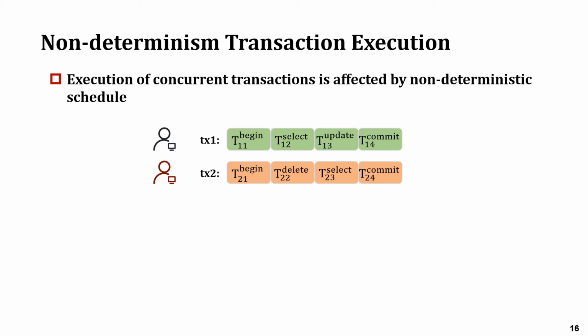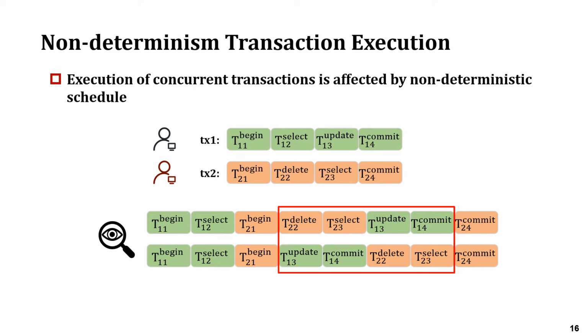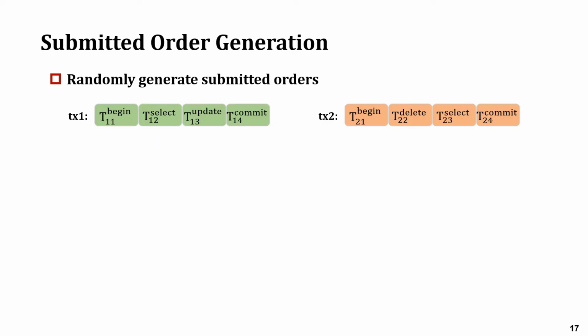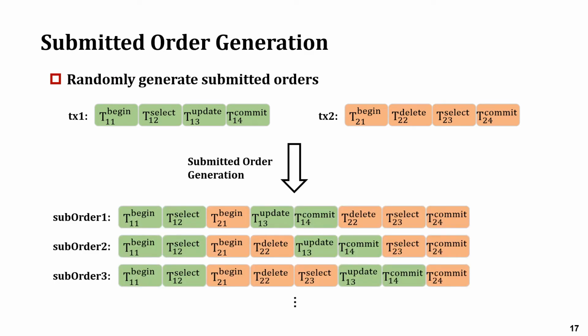A technical issue for transaction differential testing is non-deterministic transaction execution. Given a group of concurrent transactions, their execution will be affected by non-deterministic scheduling. Therefore, the execution orders of the statements in transactions, which are part of the testing inputs, need to be unified. The submitted order indicates the initial order in which a DBMS accepts statements in concurrent transactions. Concurrent transactions should not violate their isolation level in any execution order. Thus, we can enumerate all submitted orders for a group of transactions.